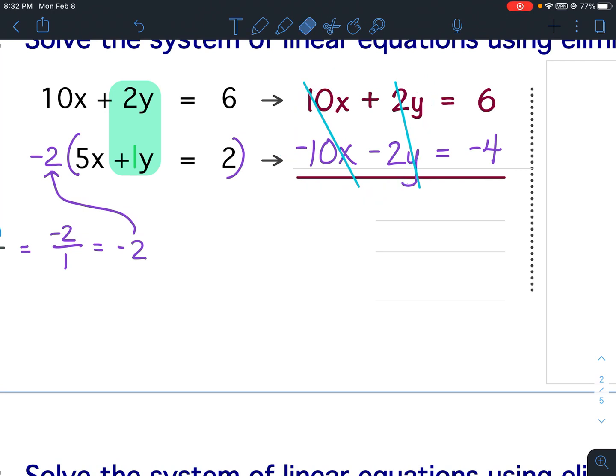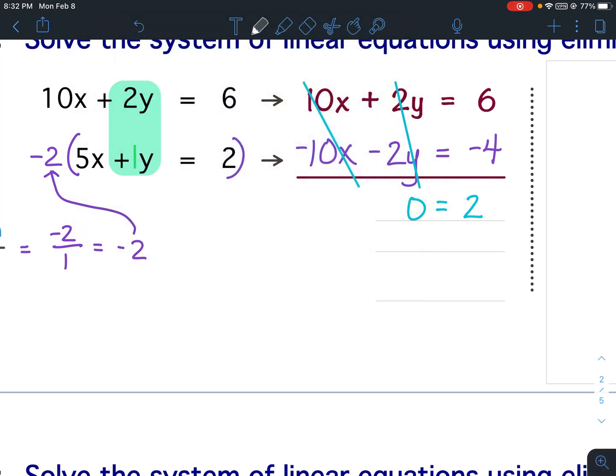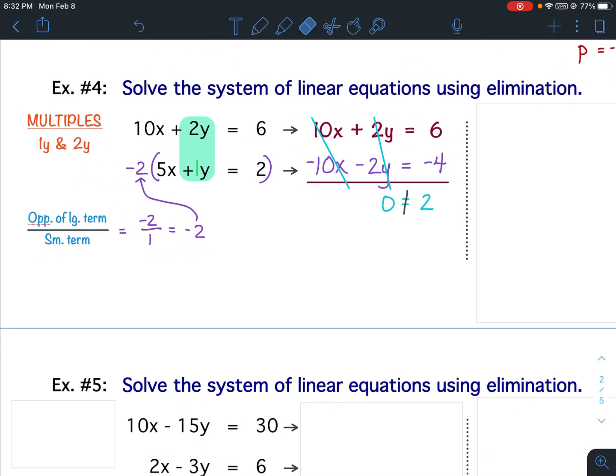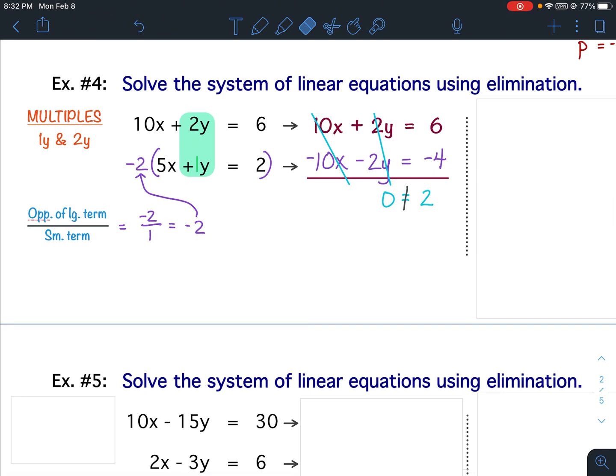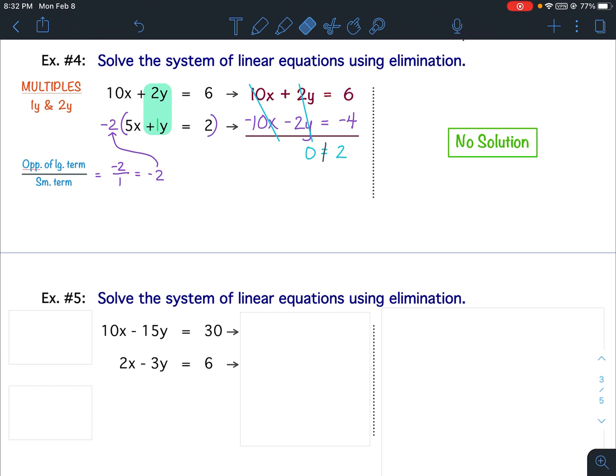When both are eliminated, that means what's left on the left side is a 0. What is left on the right side of the equations? Well, 6 minus 4 is 2. Does 0 equal 2? No, it does not. So when you have two numbers that are not equal to one another, that is no solution. And we're done.